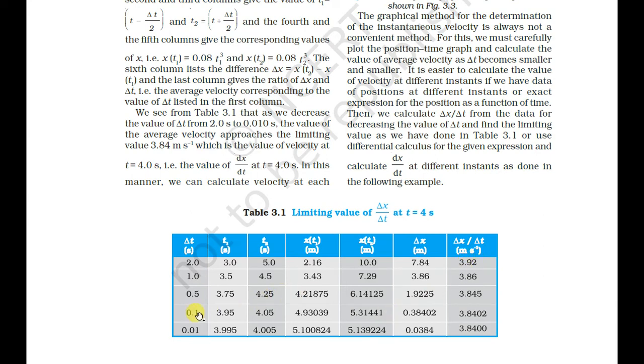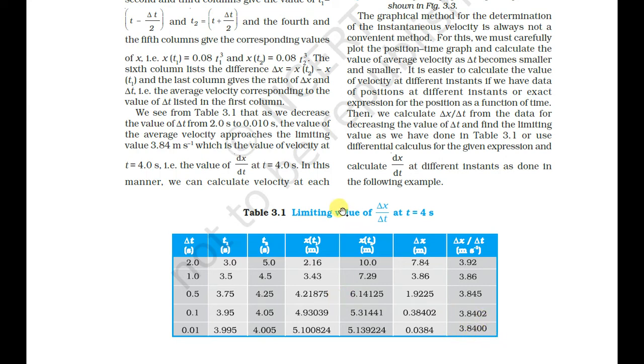Similarly, as we go to smaller and smaller intervals, we get more and more accurate values. See here, first we get 3.92 average velocity, then 3.86 average velocity, then approximately 3.845, and also 3.8402. But when we take 0.01 seconds, we get 3.84000, so it is a more and more accurate result.